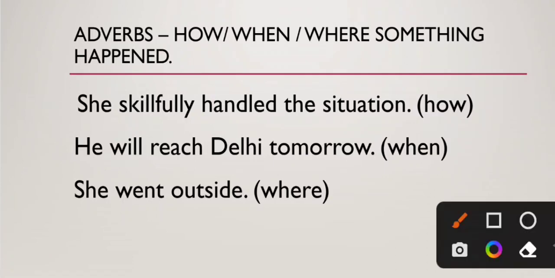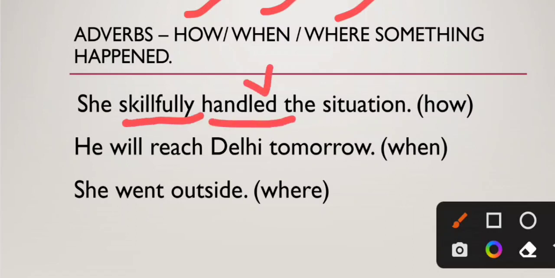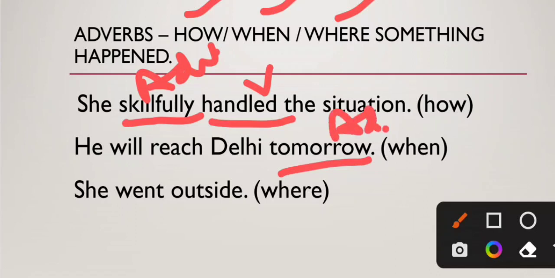Now adverbs. Adverbs answer the question how a thing happened, when it happened, where it happened. "She skillfully handled the situation." How did she handle the situation? Skillfully. So skillfully is modifying the verb, and so it is an adverb. "He will reach Delhi tomorrow." When will he reach Delhi? Tomorrow. So tomorrow is answering the question when, time. So this is also an adverb.